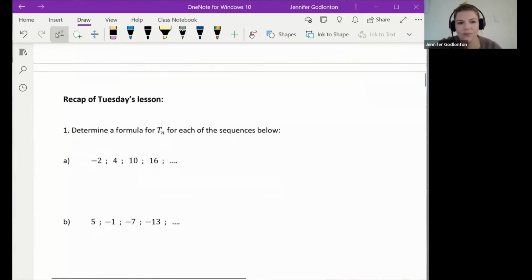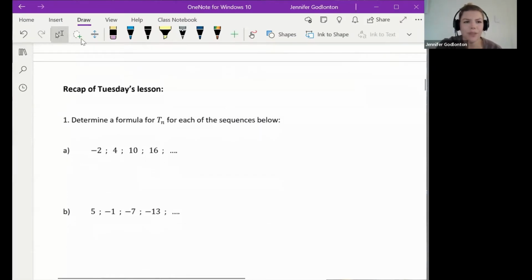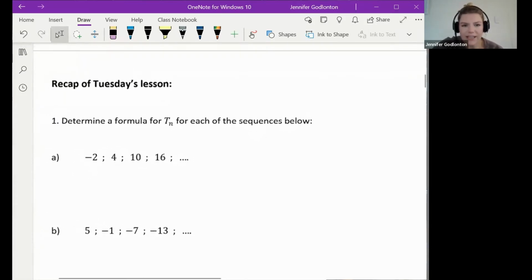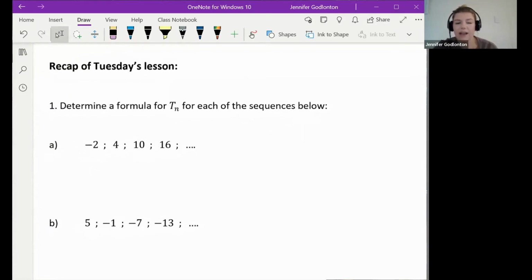Let's get back into where we were on Tuesday. Okay, so first thing I've done here is I've just made a simple sequence. So for the first one, -2, 4, 10, 16, and the second one, 5, -1, -7, -13. And all I'm wanting for this is to find a Tn formula.